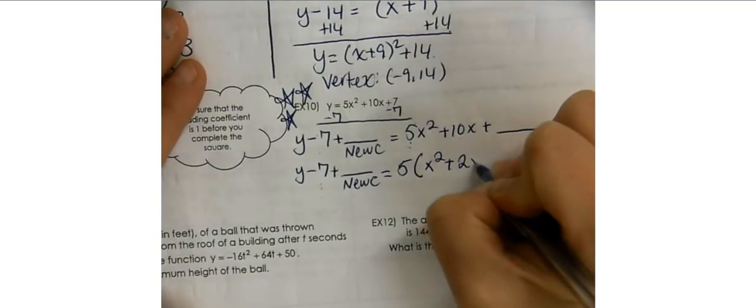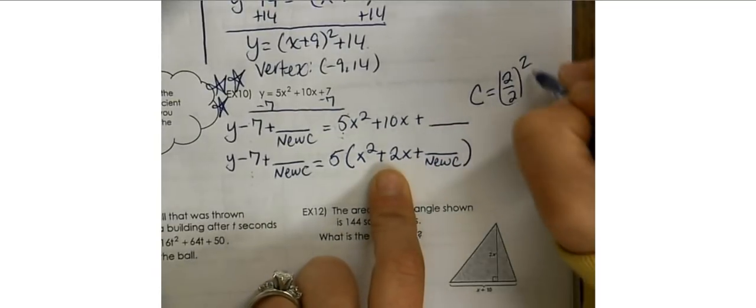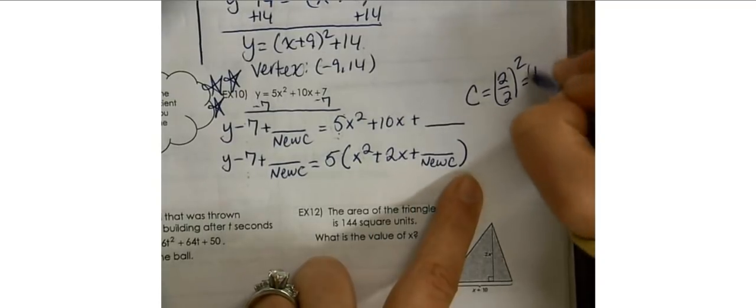So I'm going to write y minus 7 plus space for my new c value is going to be equal to 5 times x squared plus 2x plus space for my new c. Okay, so what I did here is I factored out or divided out a 5 from each of my two terms. So now my new b value is 2. To get my new c value, it's going to be my b value cut in half and then squared. So half of 2 is 1 and 1 squared is 1.